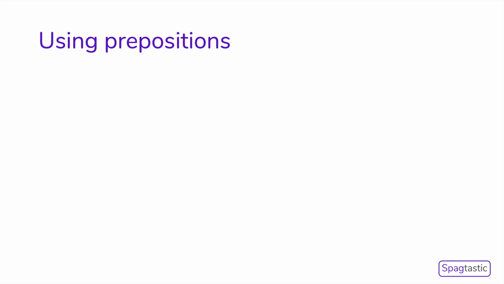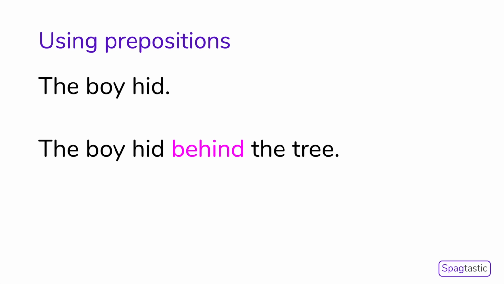We can also expand our noun phrases by using prepositions, and these tell us the position of something in relation to something else. For example, we can change the boy hid to the boy hid behind the tree by adding the preposition behind. The preposition behind tells us where the boy hid.